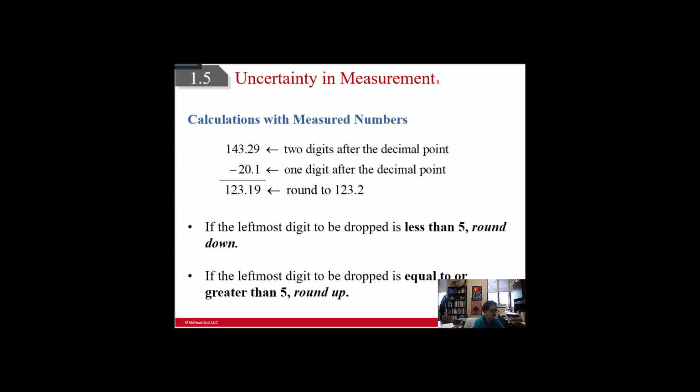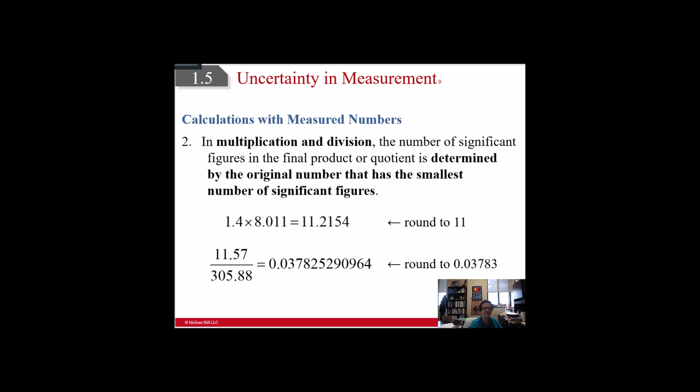So subtraction is the same thing. It's about the decimal places. I got 2 here, I got 1 here. So my answer can only have 1 because that's the lowest number. So my 123.19, I'm going to have to round to 123.2. Notice if this number is 5 or greater, you're going to round up. If the leftmost digit to be dropped is less than 5, round down. If it's 5 or greater, round up. That's the rule that we're using regardless of whatever rules you have seen in the past.